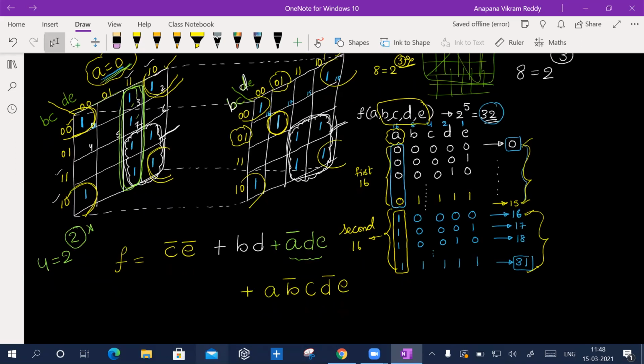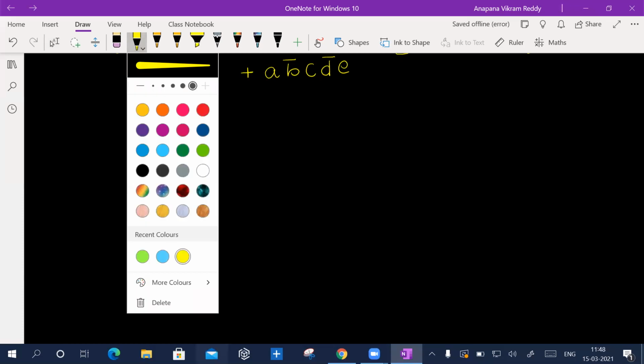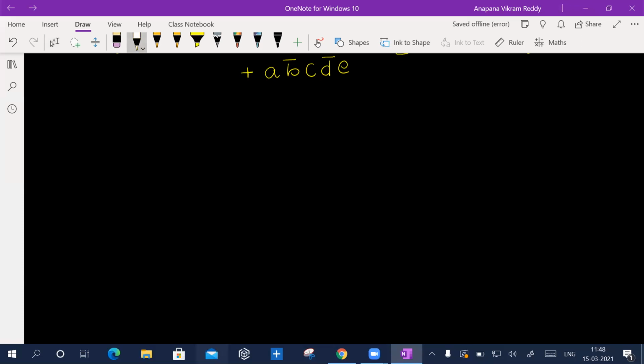Now, with this experience, we will solve one simple question. See, you can also solve like this. You need not take it in 3D. You can arrange the K-maps next to each other, and you can solve.